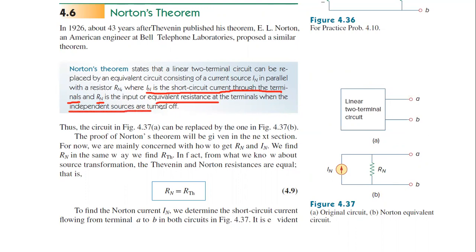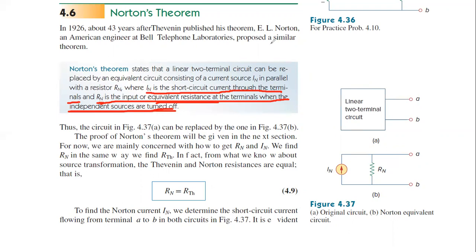So when the independent sources are turned off, this is completely one sentence. RN, how you measure the resistance RTH, in a similar manner you need to measure RN. As you know how to find the Thevenin resistance in the network, the same principle you should apply to Norton's theorem also. In place of TH, you need to write it as N.